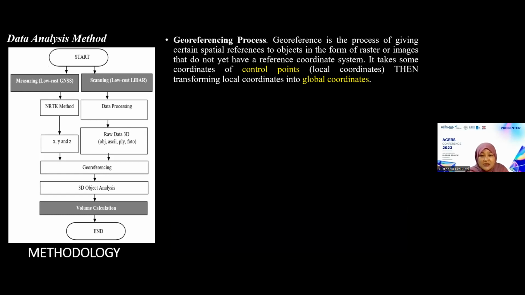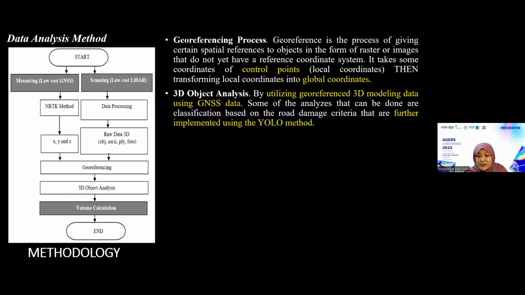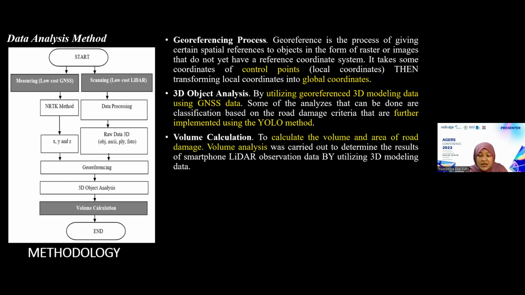About the data analysis method, the first one is a georeferencing process, taking the coordinates of control points in local coordinates and transforming them to the global coordinate. The second one is 3D object analysis by utilizing georeferenced 3D modeling data. Some of the analysis in another part of my research is further implemented using the YOLO method for classification based on road damage criteria. The volume calculation calculates the volume and area of road damage.